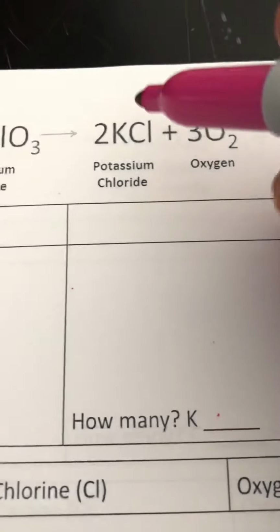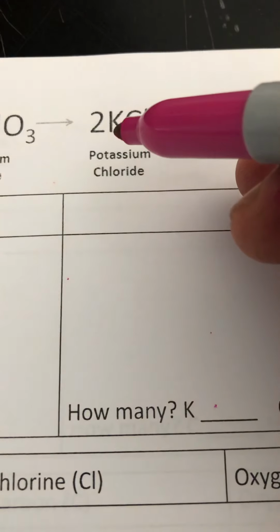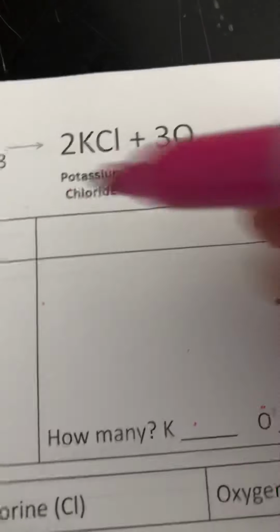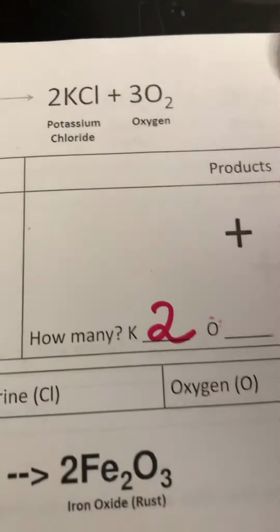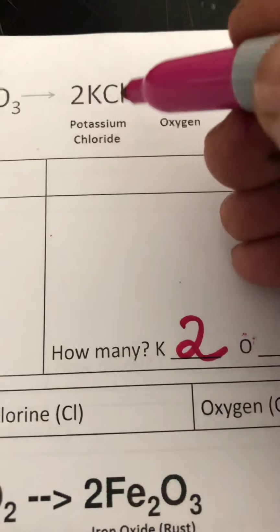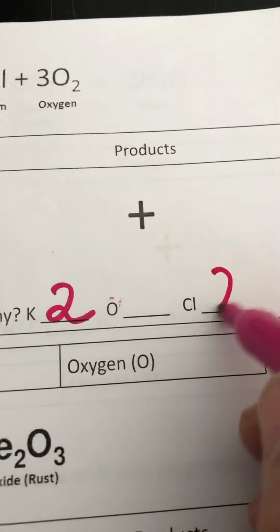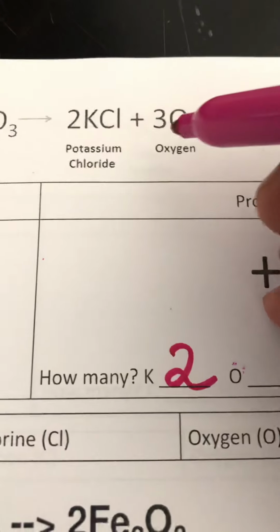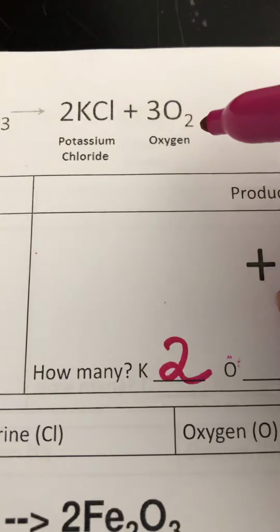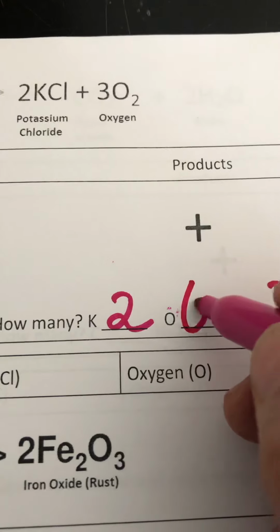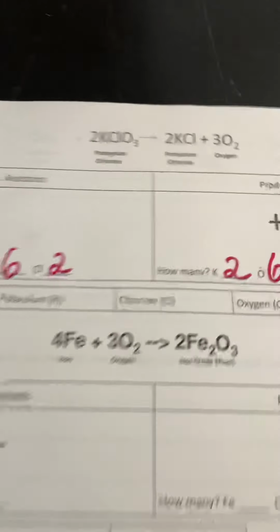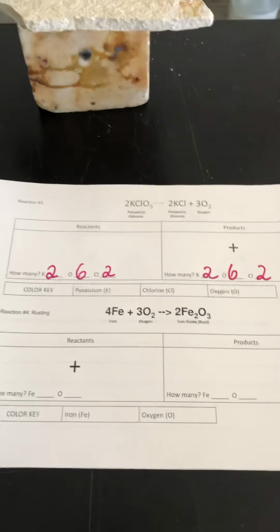So let's do the product. How many potassiums do you see? 2 times 1 is 2. So write down 2. How many chlorine do we see? 2 times 1 is 2. And remaining is oxygen. 3 times 2 is 6. So the equation is balanced. Okay, so those reactants equal the products.